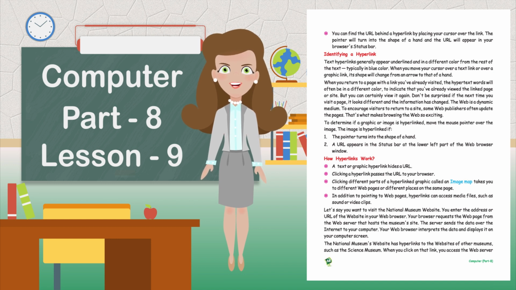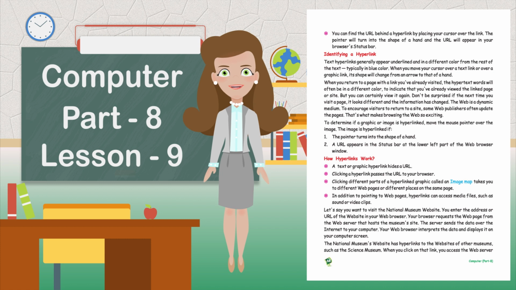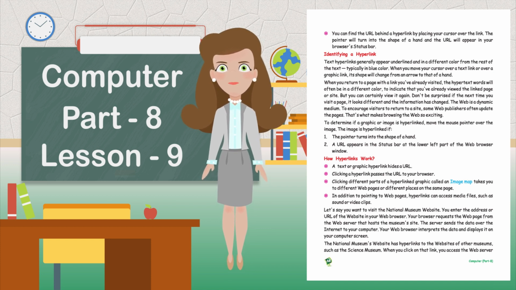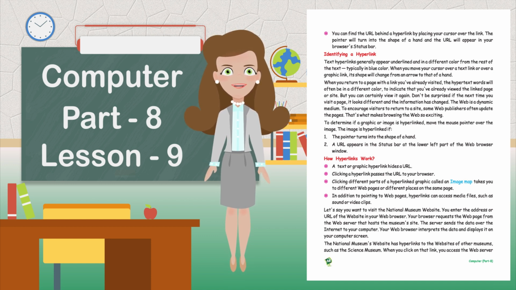Let's say you want to visit the National Museum website. You enter the address or URL of the website in your web browser. Your browser requests the web page from the web server that hosts the museum's site. The server sends the data over the internet to your computer. Your web browser interprets the data and displays it on your computer screen.